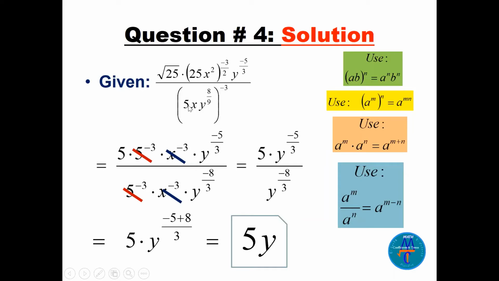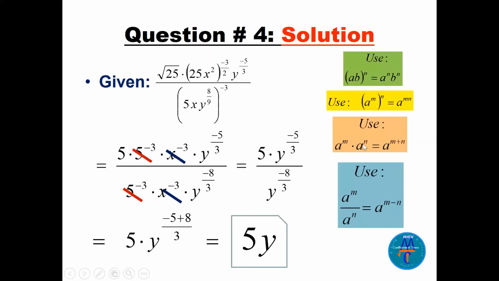Down we have three numbers here. 5 to the power minus 3, x to the power minus 3, y, and 8 over 9 times the minus 3 will be minus 8 over 3. Now we can cancel 5 power minus 3. We can cancel x to the power minus 3. 5 is there. For y over y, we have different powers. Use this formula: a to the power m over a to the power n is equal to a to the power m minus n.